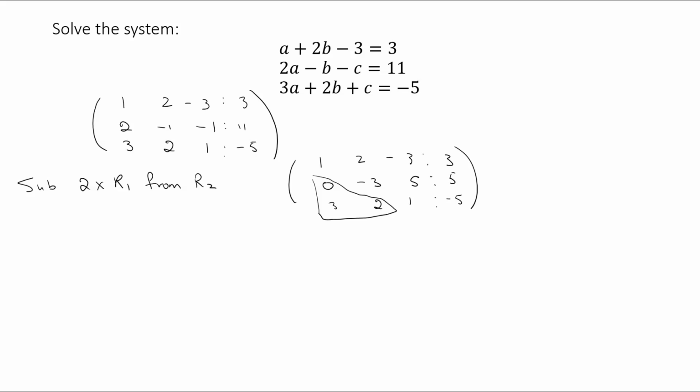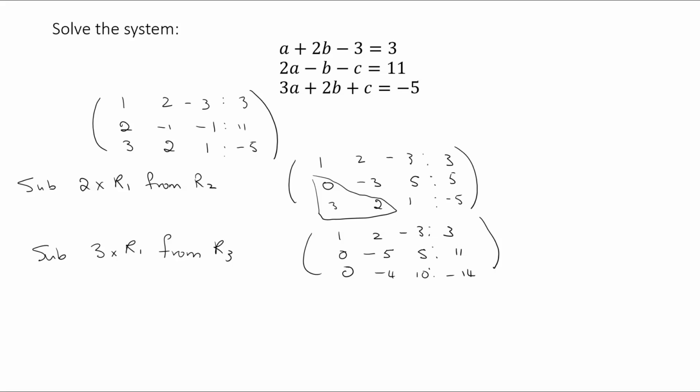So then the next thing we're going to do is we're going to subtract 3 times row 1 from row 3. And this is starting to give us more zeros. Now, because we've got a second zero, one at the beginning of the third line, that allows us now to be able to get rid of the -4.